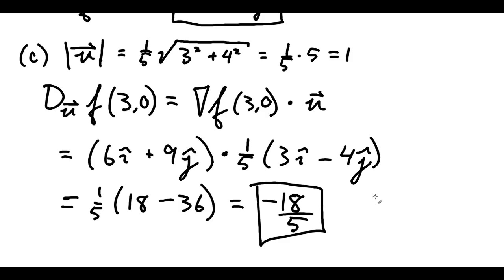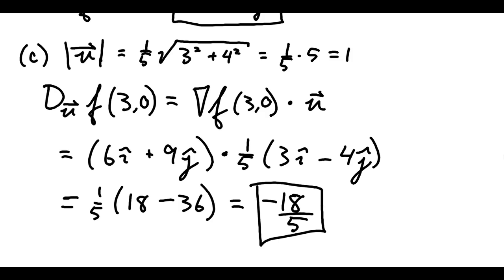And there we go. That is the rate of change of the function f in the direction of u at the point 3, 0. The directional derivative gives us that value. And that's basically it.